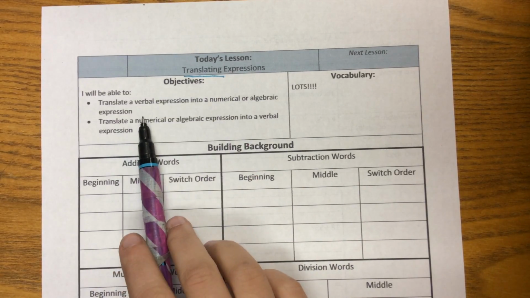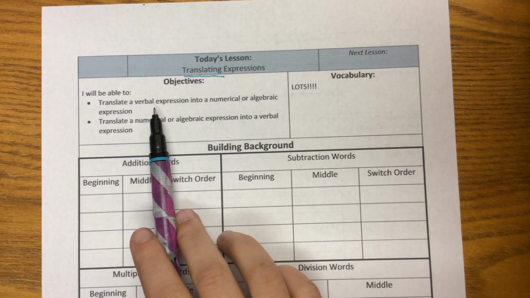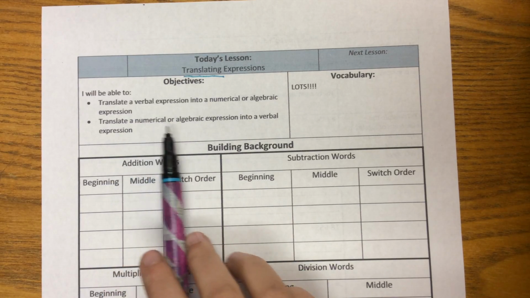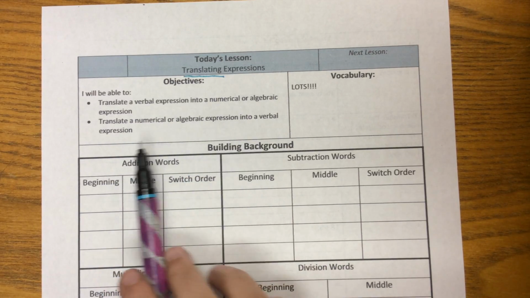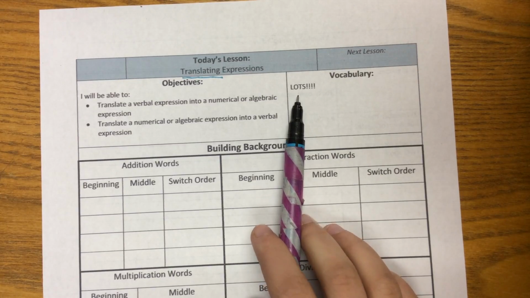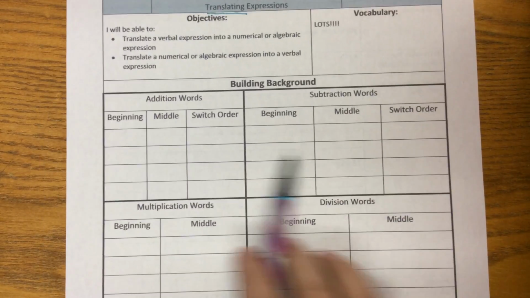So we're going to translate a verbal expression into a verbal means in words. So we're going to translate words into a numerical or algebraic expression, or translate a numerical or algebraic expression into a verbal expression. So pretty much we're going to go between math and words. And there is a lot of vocabulary. But you're very lucky because we're going to just do it all right here.